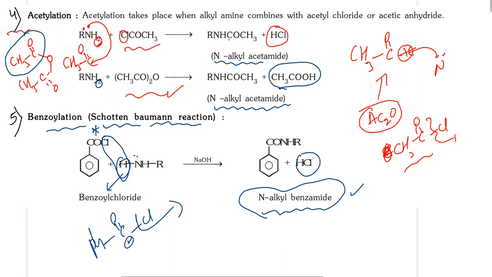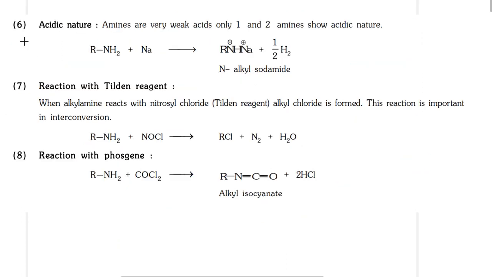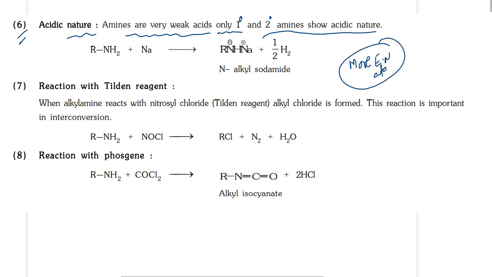Next. 5 reactions over. Then acidic nature. Amines are very weak acids. Of course, actually the base था, लेकिन weak acid. Only primary and secondary amines show acidic nature. Acidic nature कब दिखाते हैं? More electronegative atom, if it is attached with the hydrogen, this hydrogen is released as H plus. Okay, so because of this reason, those molecules show a little bit of acidic nature.